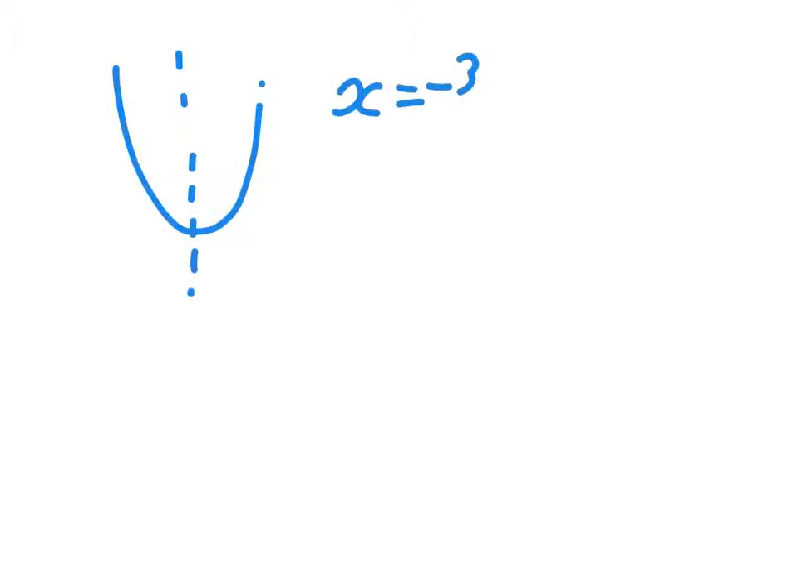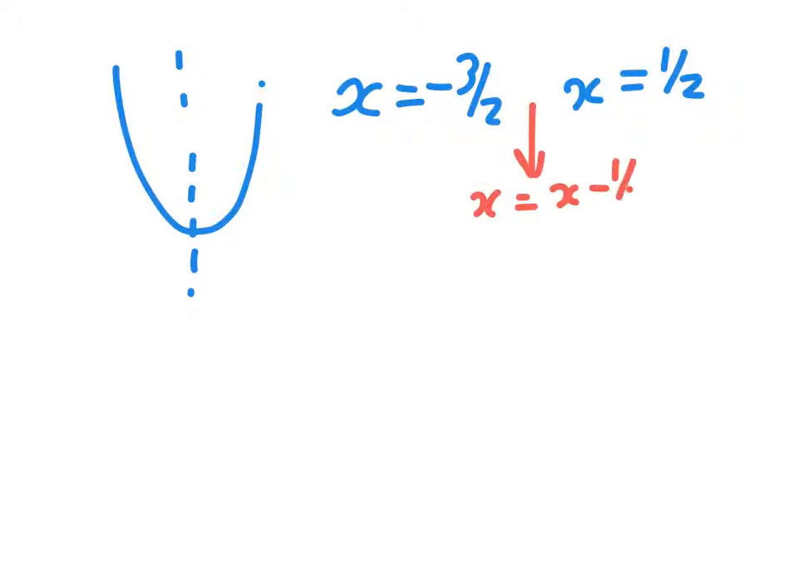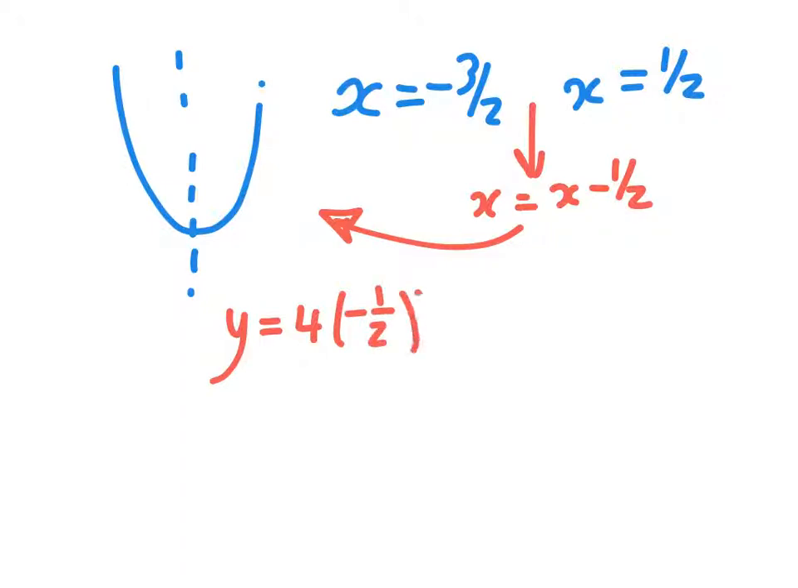Second part of the question was to find the coordinates of the turning point. Now the turning point, we know, lies on the line of symmetry. So the roots were -3 over 2 and a half. Halfway between those is x equals -1/2. So we need to substitute that back into the original expression. So that's y equals 4 times -1/2 squared plus 4 times -1/2, take away 3.